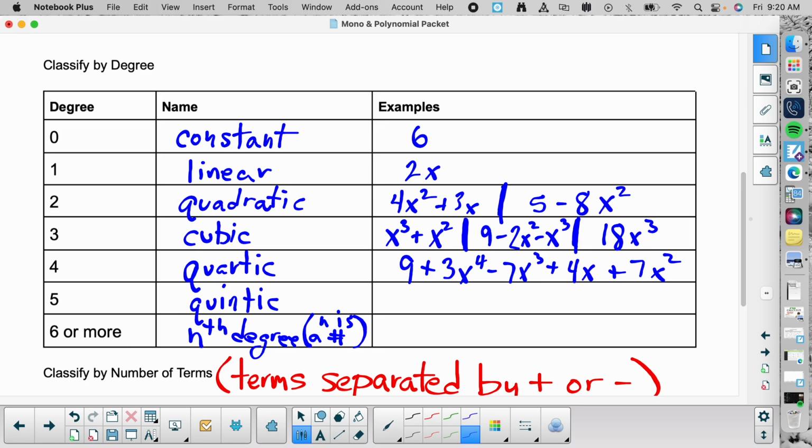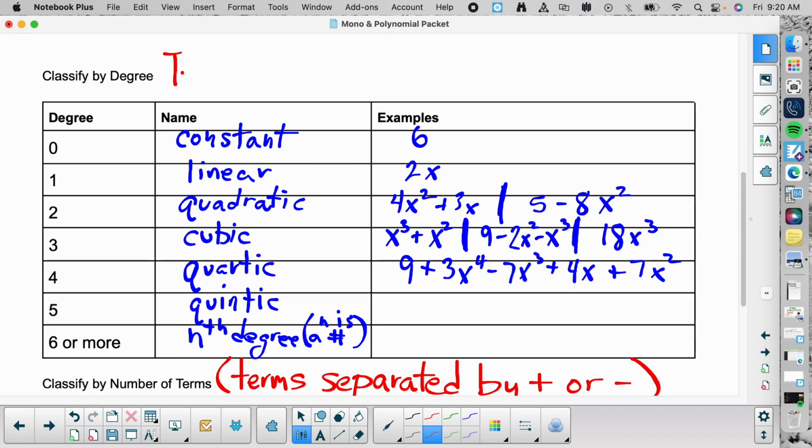The highest power written tells you how you classify it. So up by where it says classify by degree, the highest power in an equation, actually I shouldn't call it an equation, I should call it an expression. That's a great one. Who said that one?